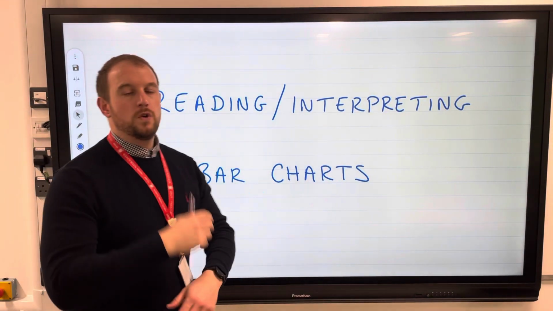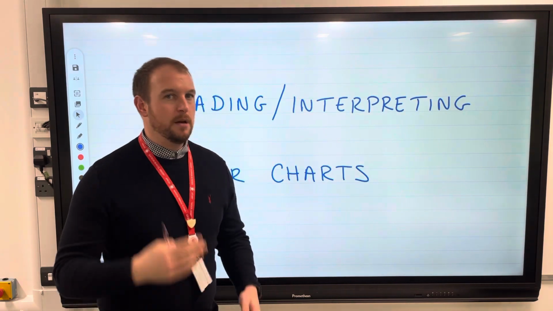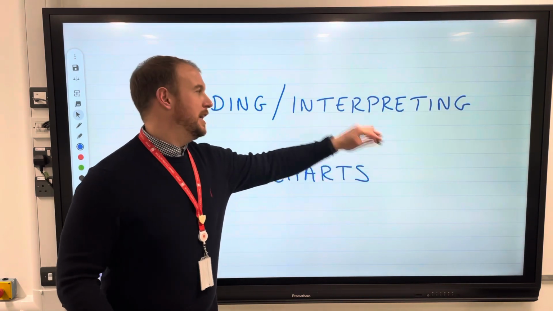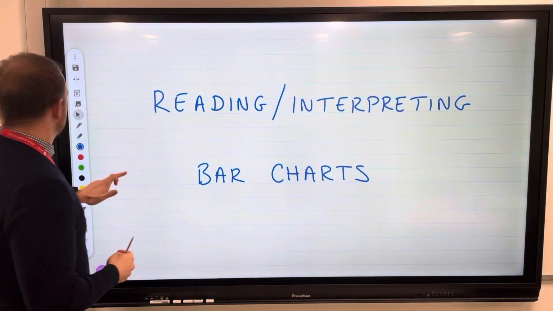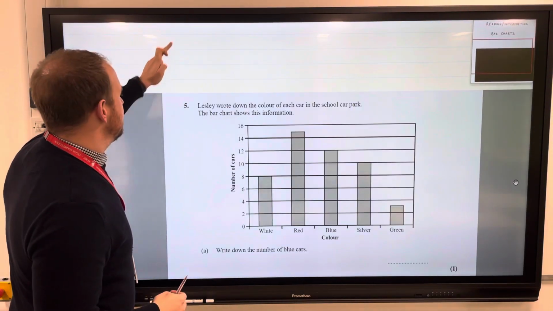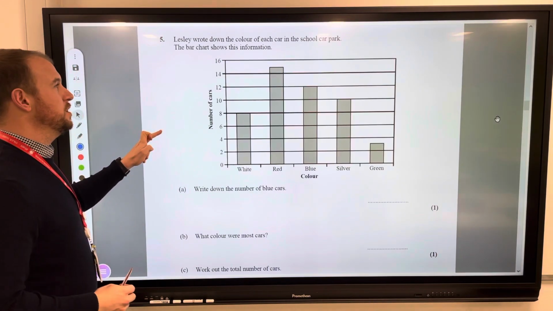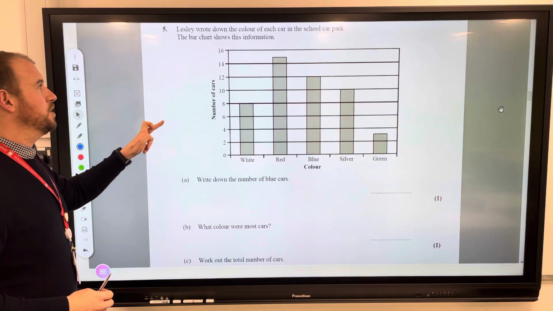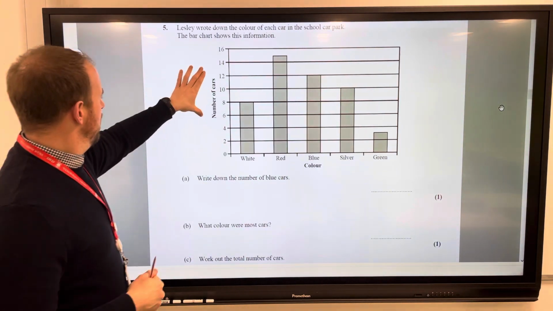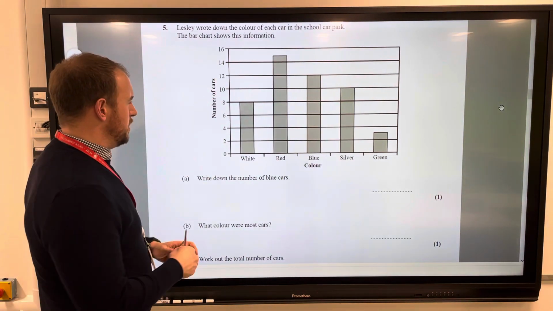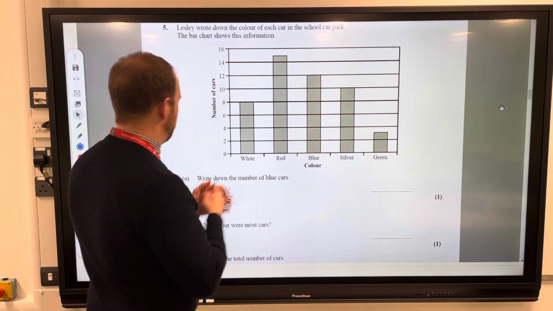So reading, also known as interpreting bar charts, means the same thing: answering questions about a bar chart. So let's have a bar chart. Leslie wrote down the colour of each car in the school car park, and the bar chart shows this information. So you can see I've got a number of cars here. I've got my numbers, I've got the colours, and obviously my bars.